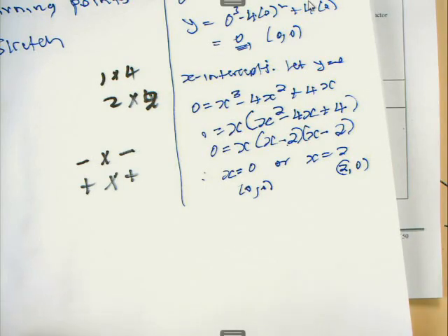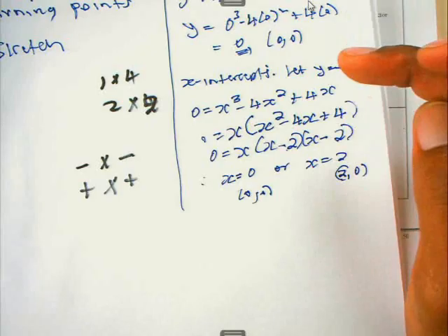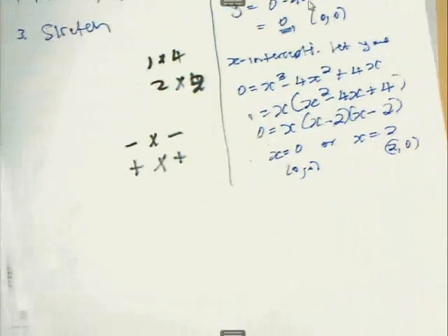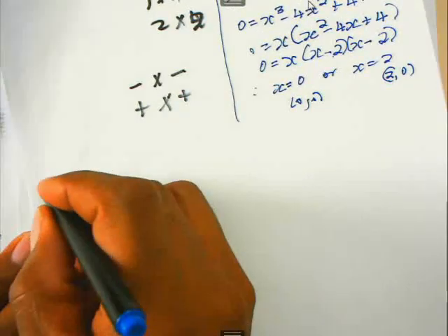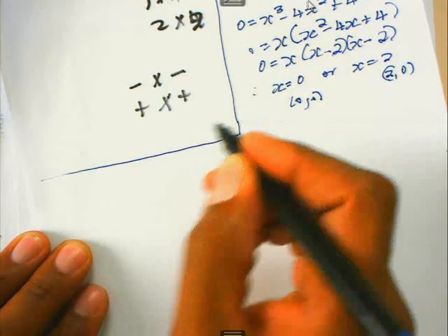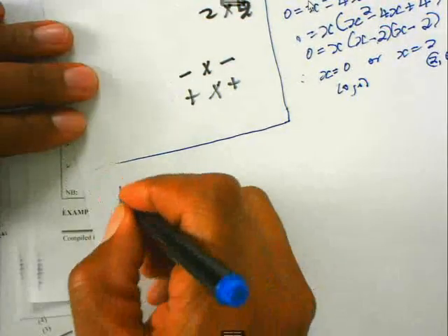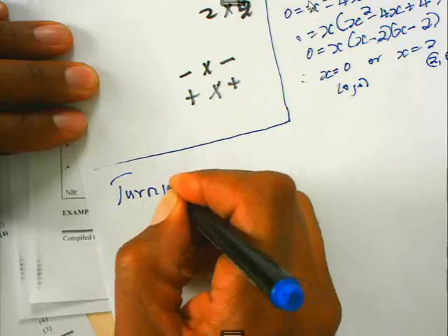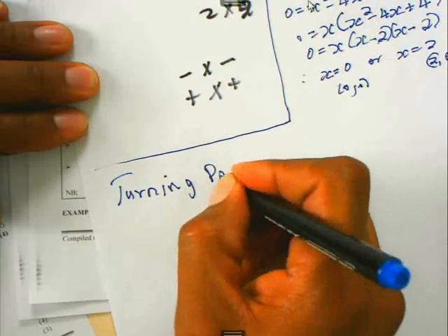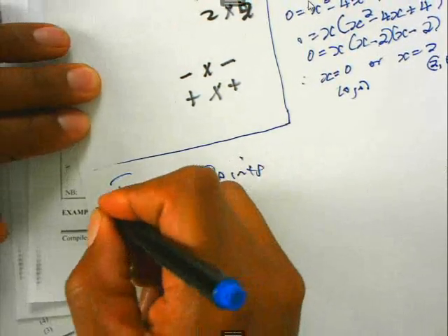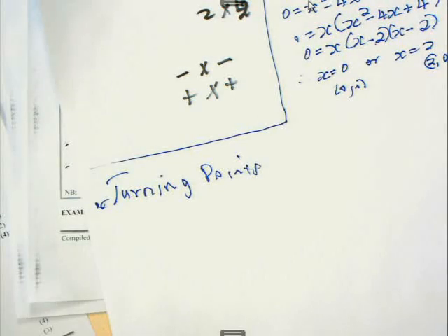Right, boys and girls, I think now you are happy with the first part of the x and y-intercepts. Let us now go to the second one. The second one, we are referring to the turning points. How do we determine the turning points of the cubic functions?